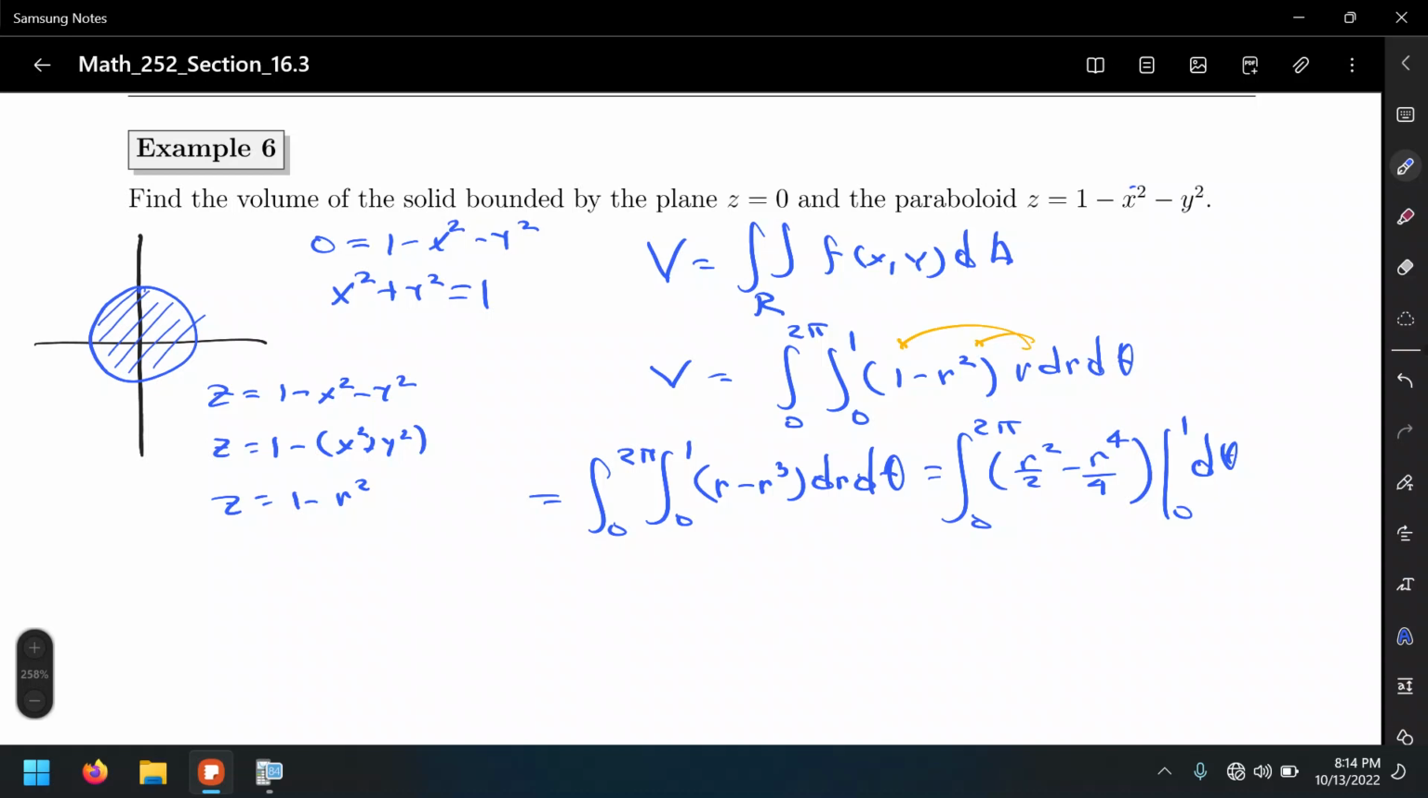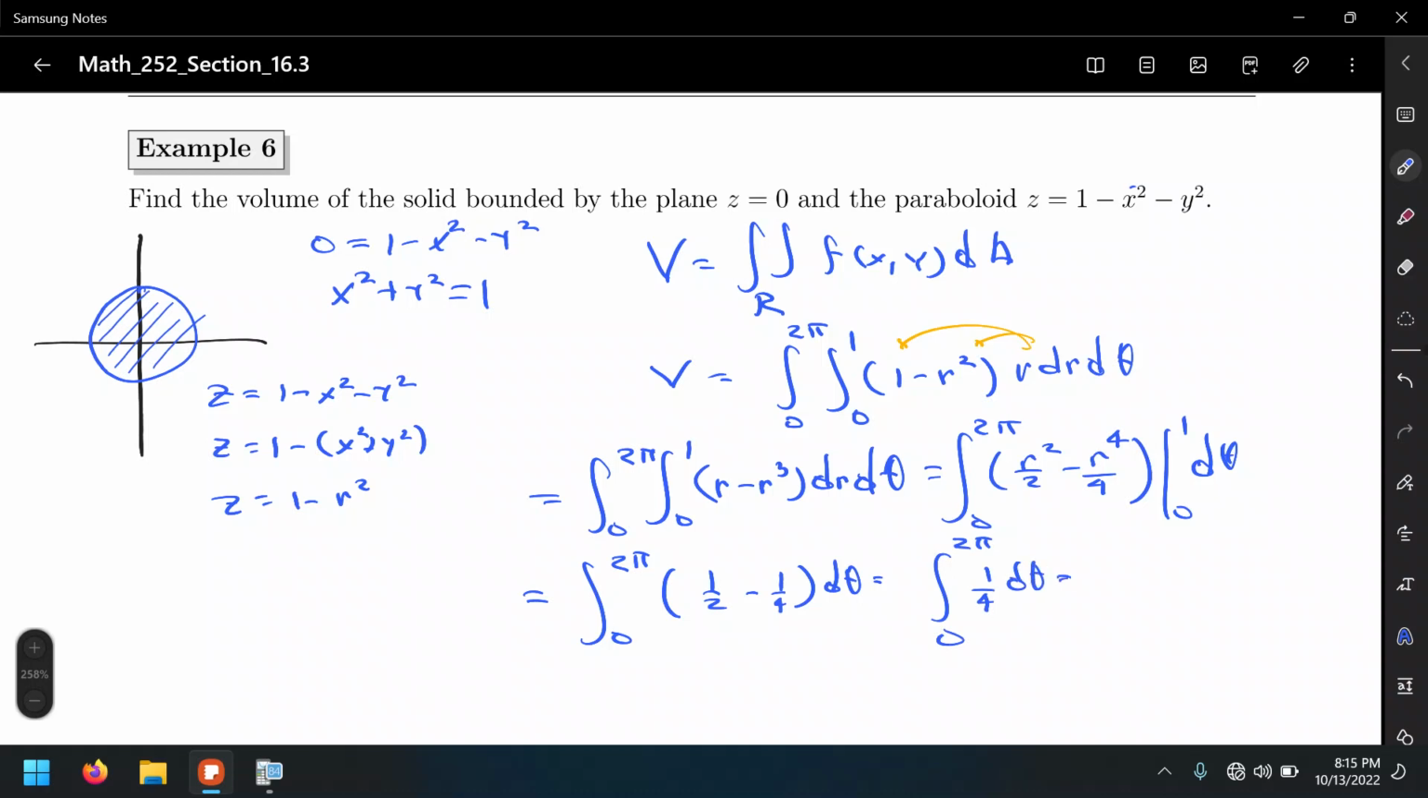Applying the fundamental theorem, that's going to be 1/2 minus 1/4. And evaluating at the lower limit, isn't it just going to be a big 0? Okay, so this will be the integral from 0 to 2 pi of 1/2 minus 1/4. Well, what do we get? That's 1/4.